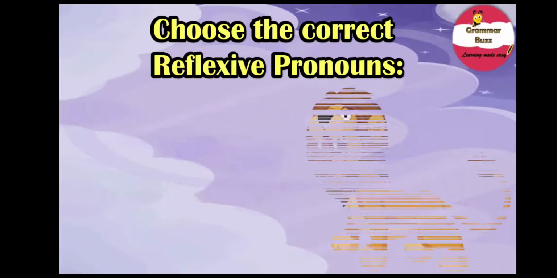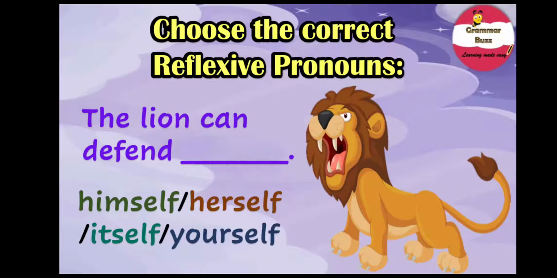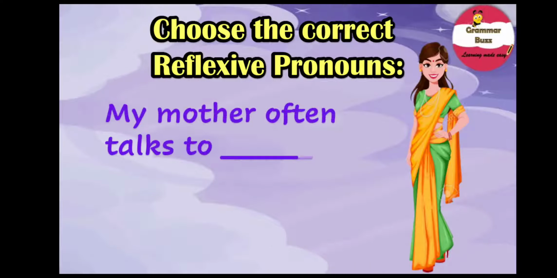Here comes the next sentence and it says, the lion can defend. The lion can defend. And your options are himself, herself, itself, yourself. Hey, what do you think would be the correct option? I think you already know what it is and you are right. It is itself. The lion can defend itself. You are right. Good job. Well done. And what is our next sentence?